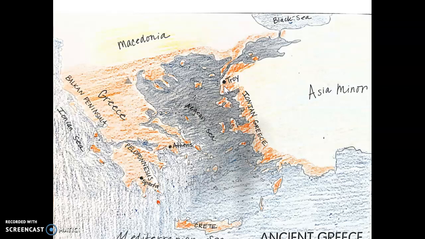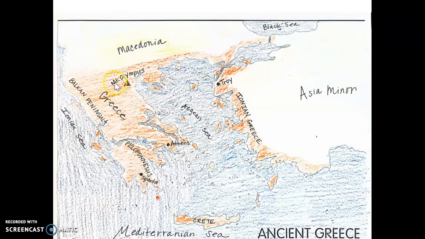There's two epic stories written by a man named Homer called the Iliad and the Odyssey, and they have to do with this city-state of Troy. So be sure you add that on your map as well. Next, you need Mount Olympus. Mount Olympus is this little mountain located in the northern part of Greece here, and it's very important because Mount Olympus is where the Greeks believed their gods were from. Their gods were called the Olympians, and they believed that they lived atop Mount Olympus.